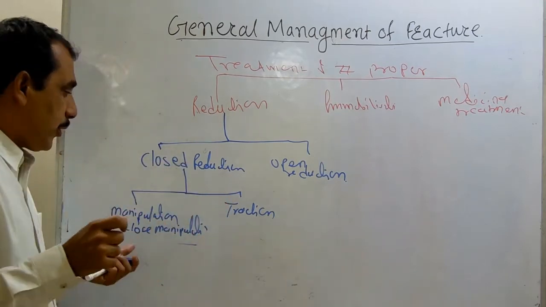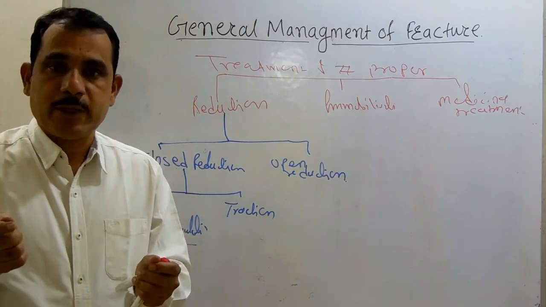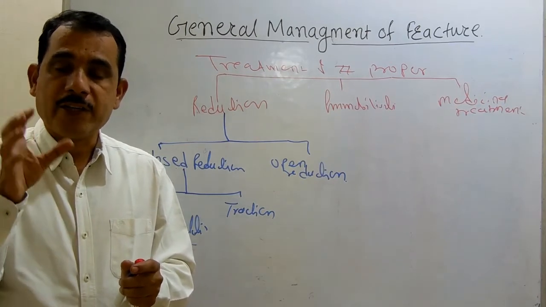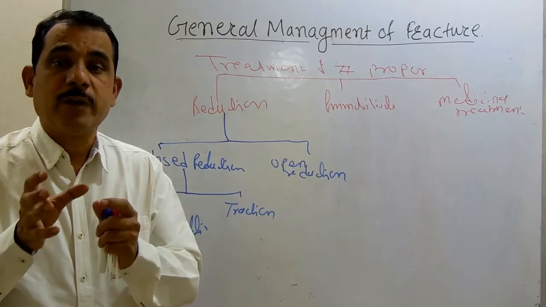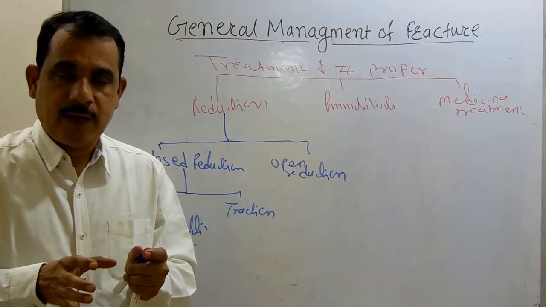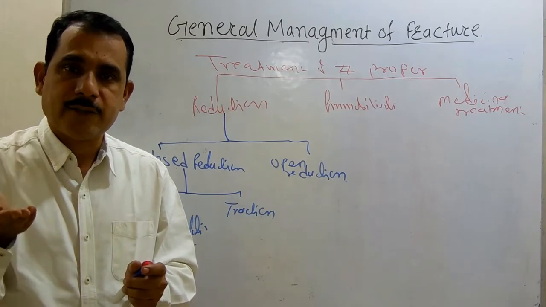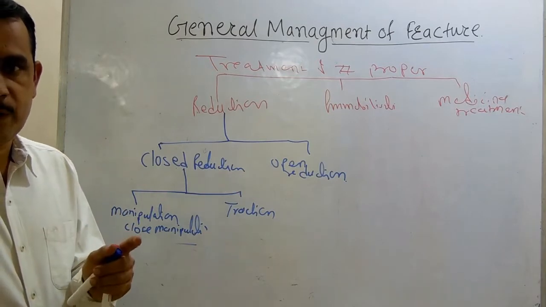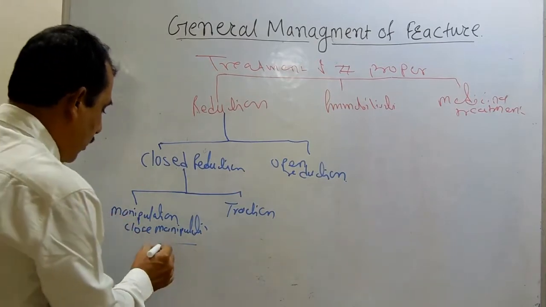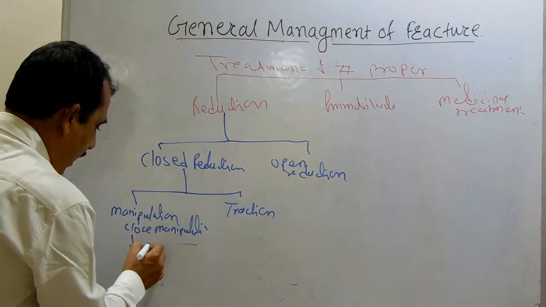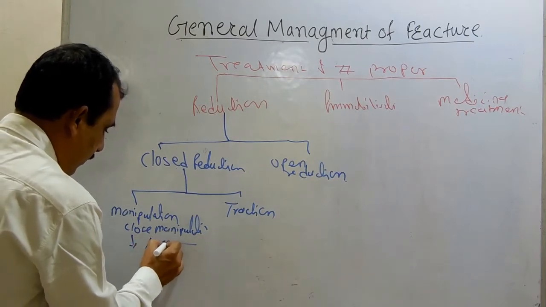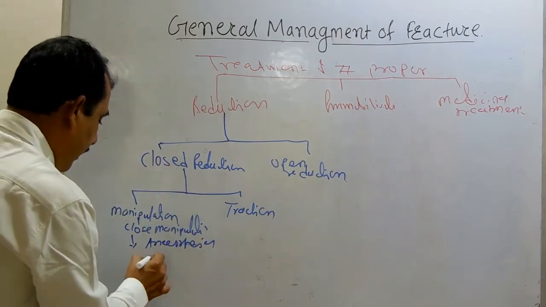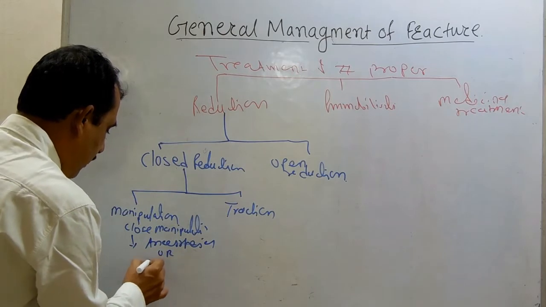We can use manipulation if there is no gross displacement, a simple fracture, when the fracture is stable or doesn't require much force for the reduction, and will remain stable after the reduction. In such cases, we can carry it out by closed manipulation. This should be carried out under anesthesia, usually local anesthesia, or under sedation.